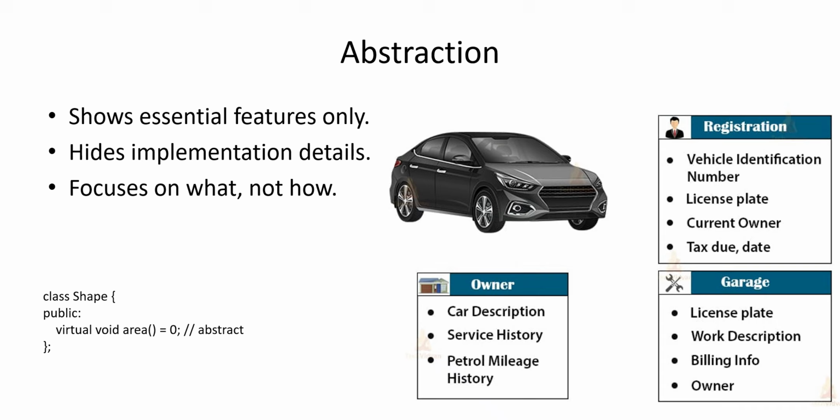In real life, abstraction helps us reduce complexity. For example, when you drive a car, you use the steering, accelerator, and brake. You do not need to know the internal engine mechanism. Similarly, in programming, abstraction provides a simplified interface for the user and hides internal logic.